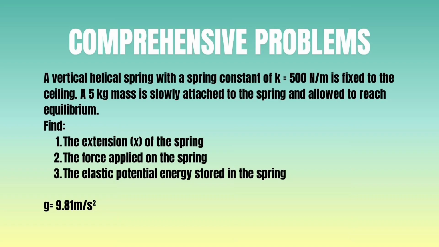This is the second problem. A vertical helical spring with a spring constant of 500 Newton per meter is fixed to the ceiling. A 5 kilogram mass is slowly attached to the spring and allowed to reach equilibrium. Number 1. Find the extension of the spring, the force applied on the spring, and the elastic potential energy stored in the spring. The gravity is 9.81.